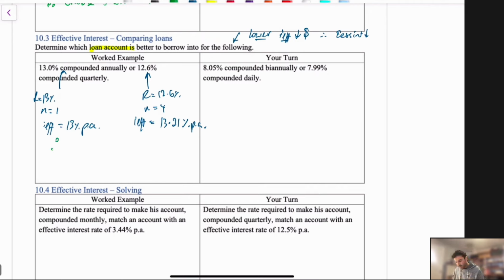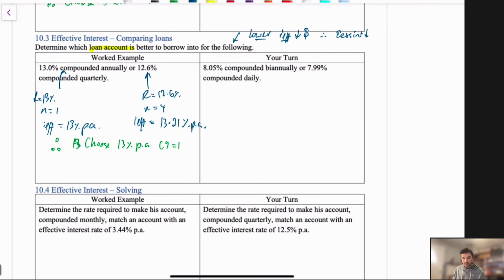Therefore, we're going to choose the 13% per annum compounded once account, because less interest is being generated on that. Okay, let's look at the next one.